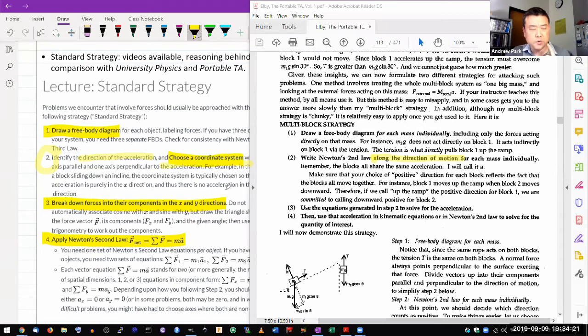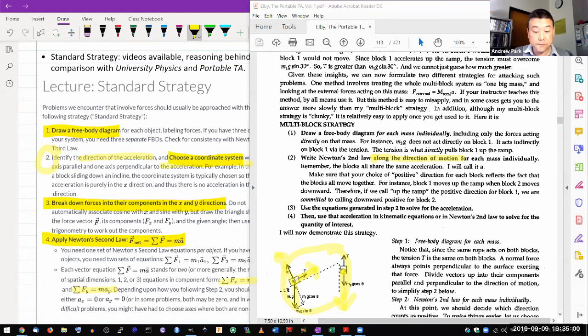And the coordinate system is chosen for each object separately, as you see him do here with these objects. So the mass on the ramp is accelerating this way, possibly. So that's the x-axis. The hanging mass is accelerating down, possibly. So that's chosen as the x-axis. And in order to write down this Newton's second law along those directions, when forces are either along that direction or perpendicular to it, right? You have no additional work to do.